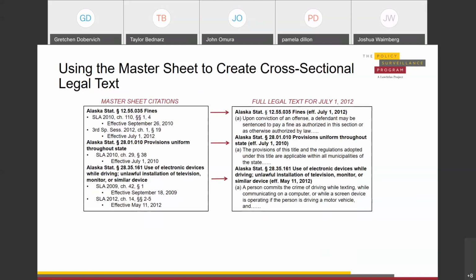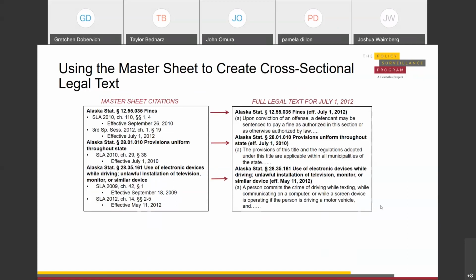So here we have our final version of our master sheet, which lists all relevant laws in one jurisdiction, here being Alaska, along with the effective dates and the statutory history. For a cross-sectional project, the researcher will copy the body of the law for the most recent citation in effect prior to your project's cross-sectional date. So here, for example, this example uses July 1st, 2012 as the cross-sectional date for this project.